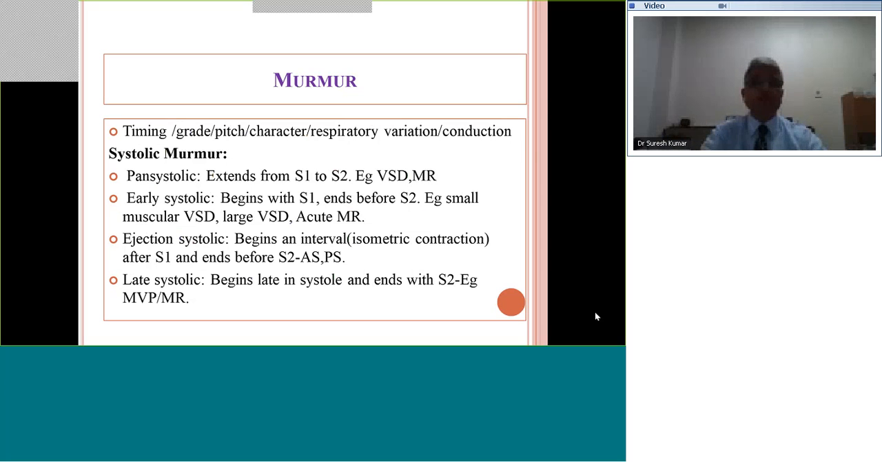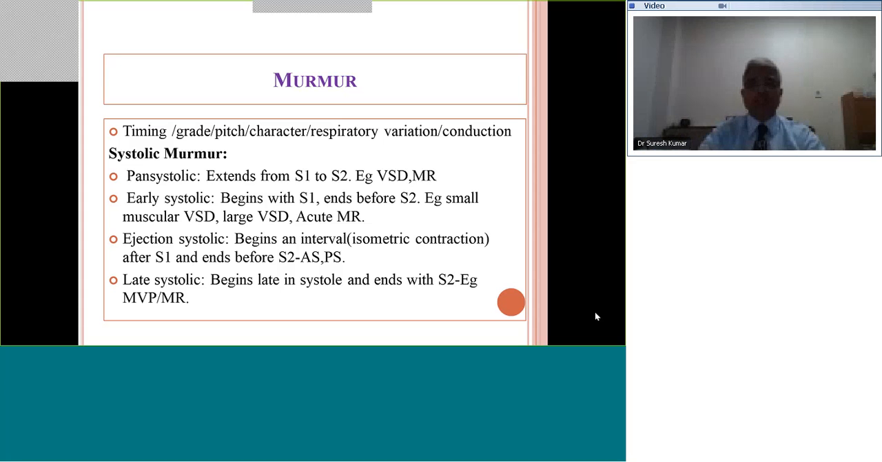You would hear quite often in a small muscular VSD, the systolic murmur begins with S1 but it does not reach the second sound. It can also be early systolic in a large VSD, because in the later part of systole, LV and RV pressures are equal, and therefore you don't hear the murmur. In acute mitral regurgitation, in late systole, LV and LA pressures equilibrate, and therefore you don't hear the murmur. It's all early systolic beginning with S1.